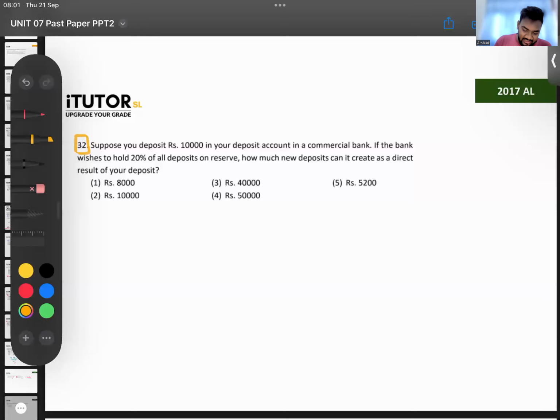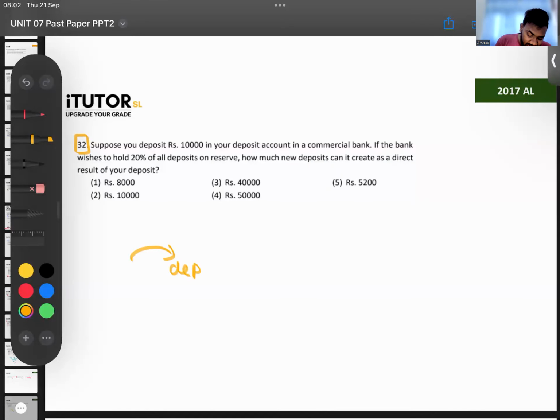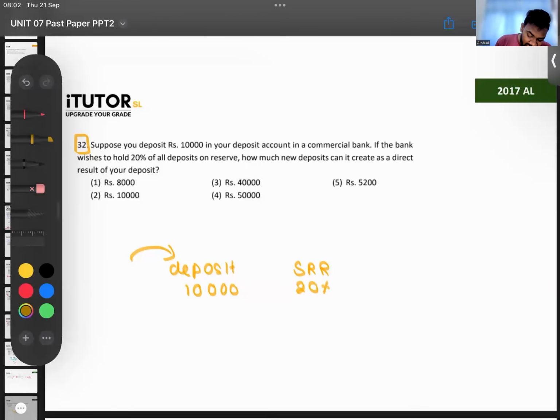Very simple, guys. Think, you come to the bank and you deposit 10,000. When you deposit 10,000, the SRR is 20%. So from this 10,000, how much do they have to keep with them? They have to keep 2,000 with them as reserves. So the balance they can give out as loans, right? That's what they're asking: how much new deposits can it create as a direct result of your deposit. They can give that out as loans.